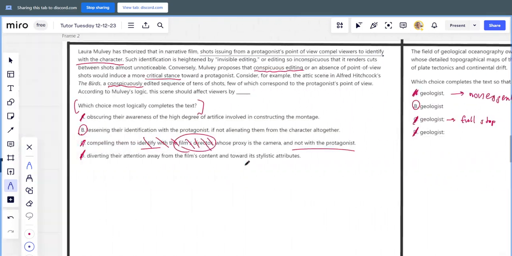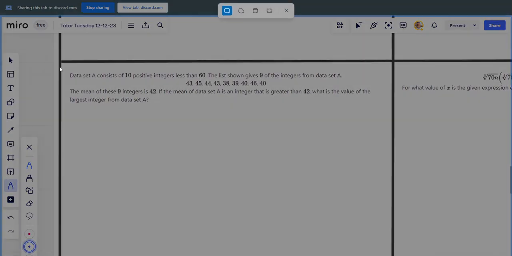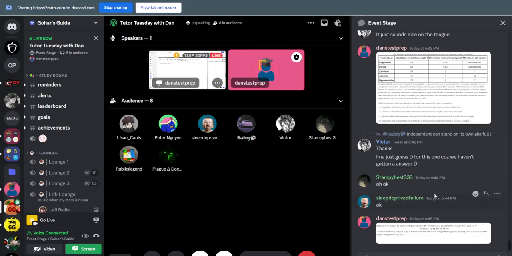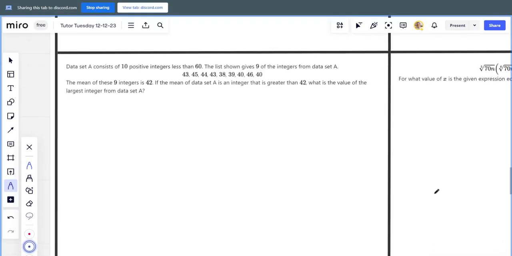Alright, I want to move on to some math questions now. Here's a tricky one that was in a Discord a couple of days ago. This one tells us dataset A contains 10 positive integers less than 60. The list shown gives 9 of the integers from dataset A. The mean of these 9 integers is 42. If the mean of dataset A is an integer that is greater than 42, what is the value of the largest integer from dataset A?